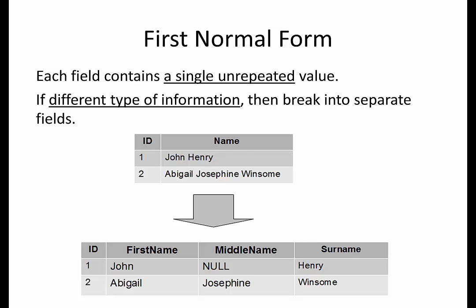So here's an example, a name field: John Henry, Abigail Josephine Winsome, two names. Okay, is this a repeated value? Well, are there multiple values in this field? Well, it depends what you think a name is to start with.